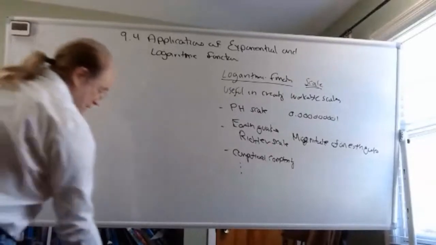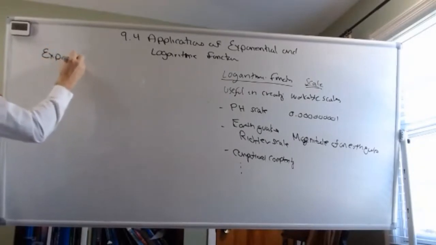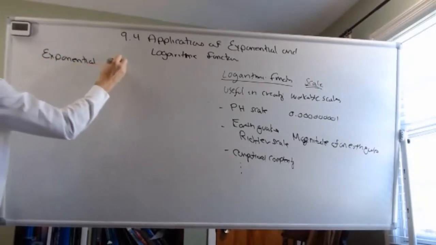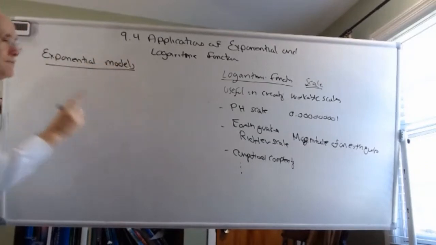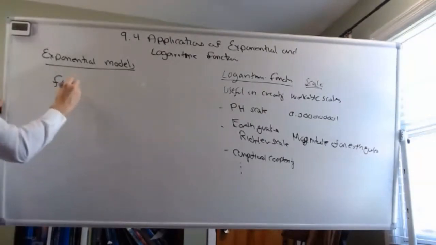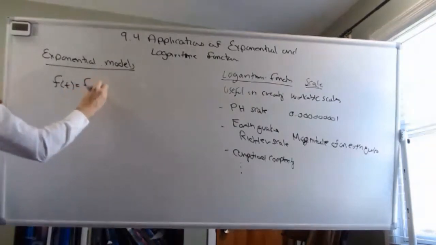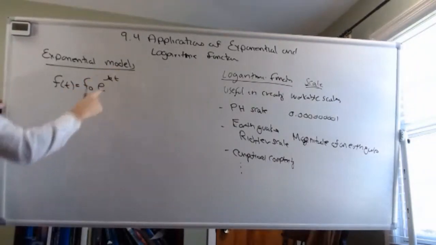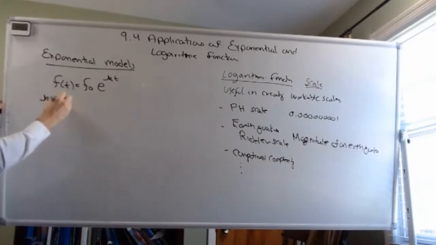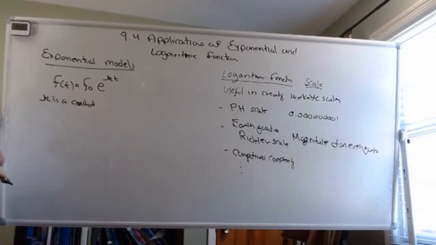So let's start with the exponential models. All of them come from one particular form. You might have your f of t. We'll usually deal with modeling over time, is equal to some initial value. We'll call that, say, f0, e to the k times t, where k is a constant. And depending on the type of model, that changes.